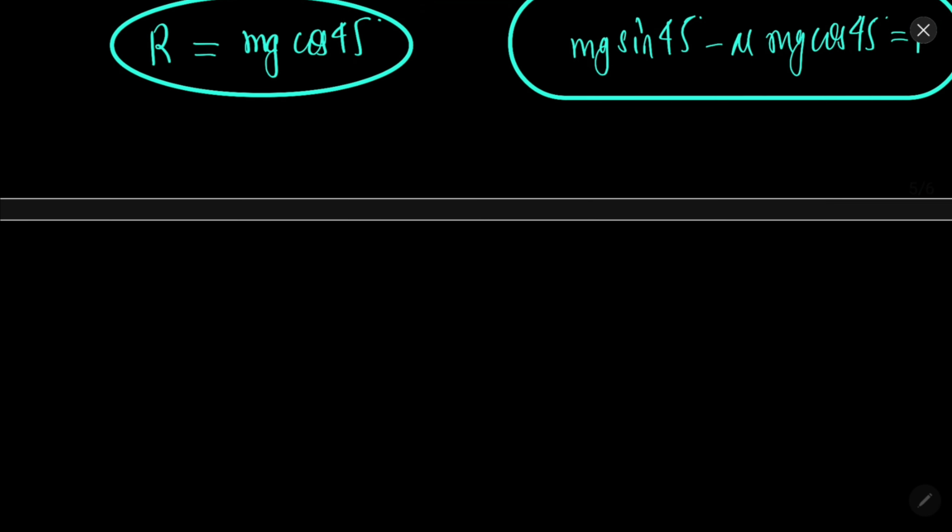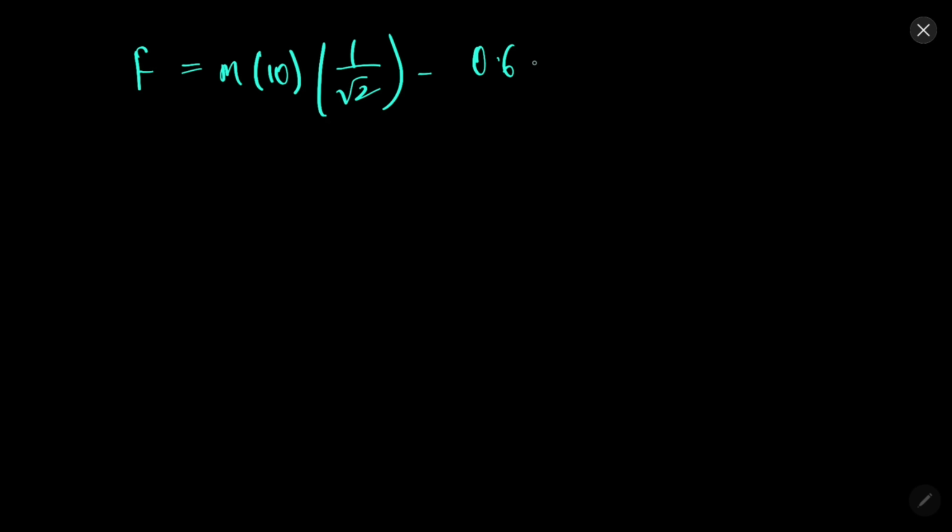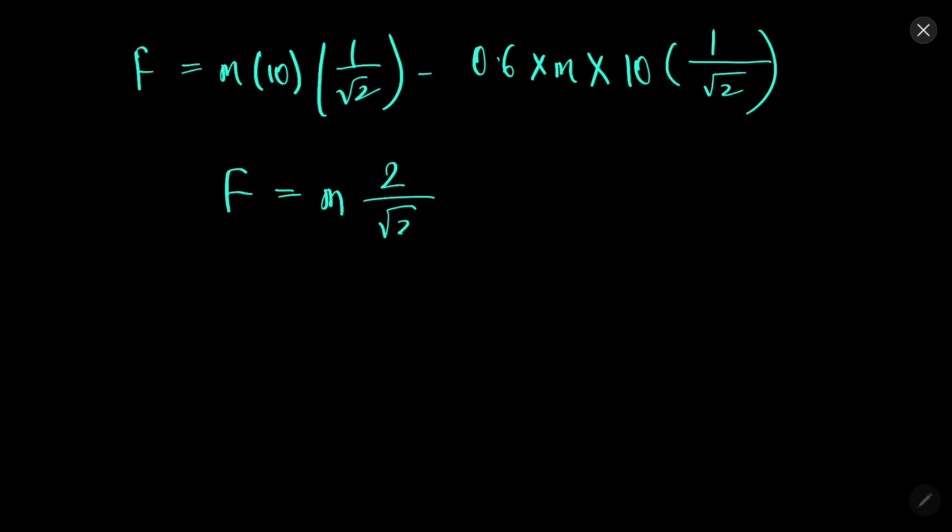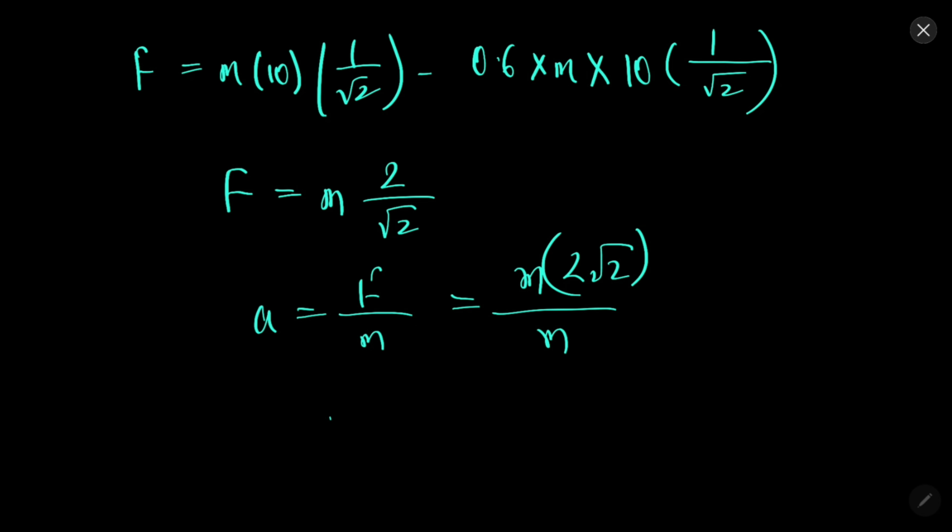Now let's put the value. F equal to mg, g is 10, then sin 45 is 1 by root 2, minus mu is 0.6 into m into g is 10, cos 45 is 1 by root 2. So from here F equal to m into 2 by root 2. So acceleration will be F by m, that is m into 2 root 2 by m. So a will come out to be 2 root 2 meter per second square.